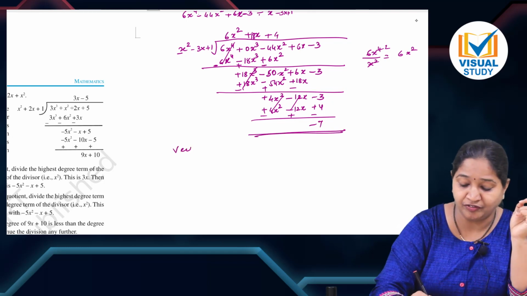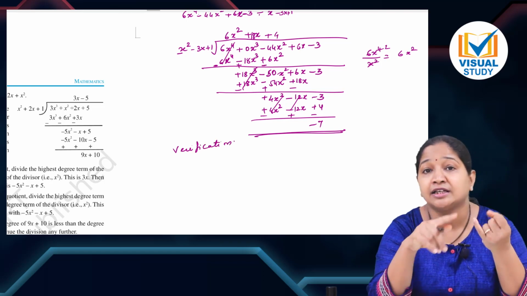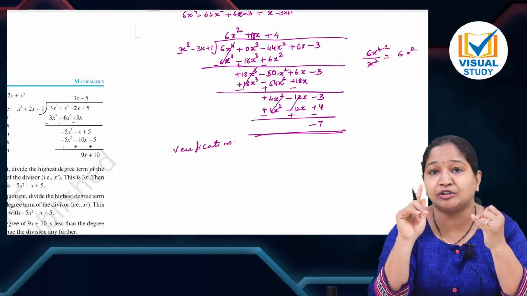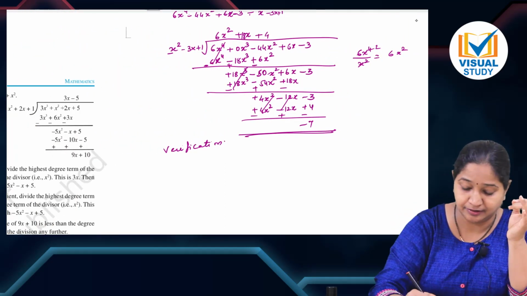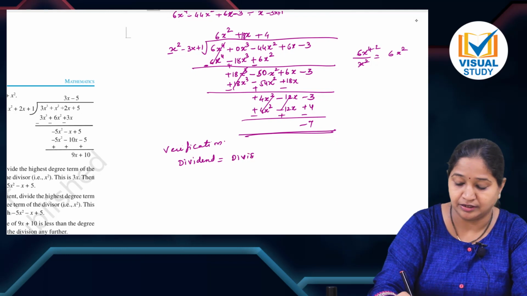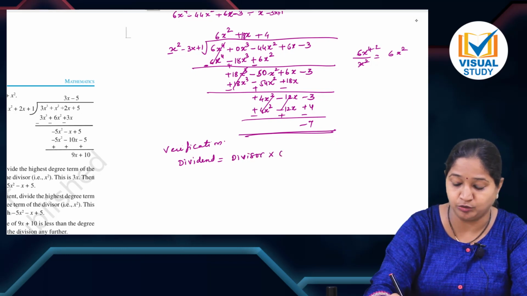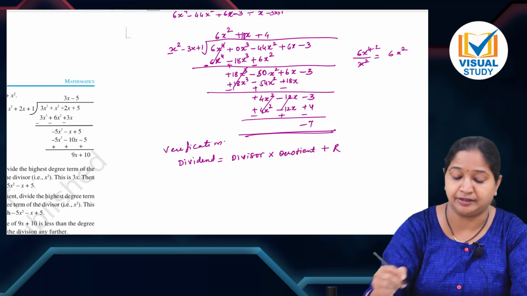If you want to verify it, what is our formula? Dividend is equal to divisor into quotient plus remainder. That is, dividend is equal to divisor into quotient plus remainder.